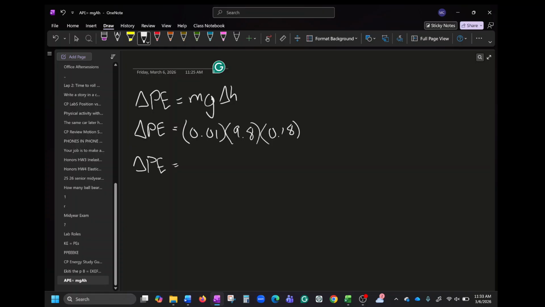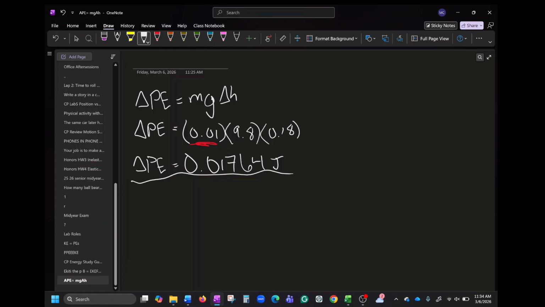So 0.01 times 9.8 times 0.18 will give us very small, not a lot of potential energy here, and that is 0.01764 joules. Again, I don't remember the exact value of the mass, so if your mass number is different, which I'm assuming it is, if it's a different order of magnitude, like it's not 100 grams, and I don't think it's less than 10, so it should be somewhere in this range, but again, we're just sort of pretending for the moment.